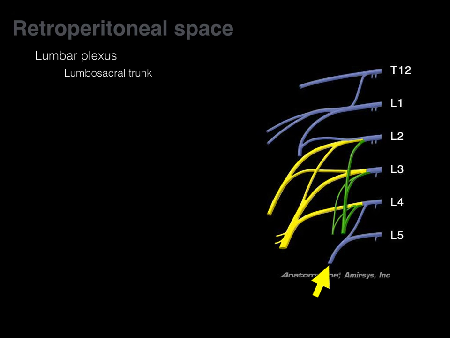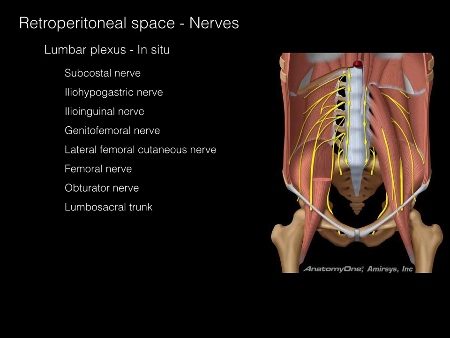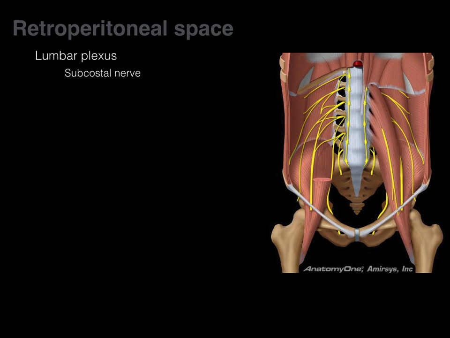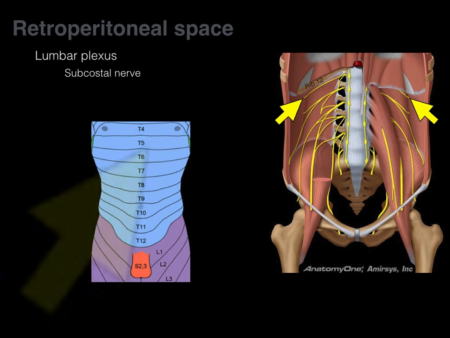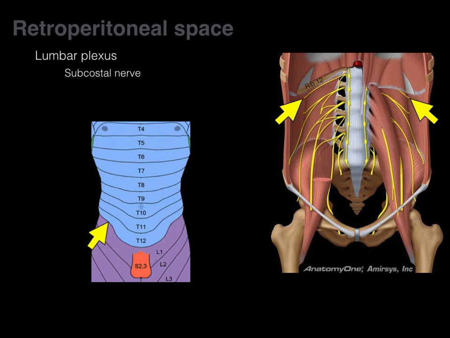Why don't we do that again, except now in the context of how you'll see it in the cadaver. First of all, the lumbar plexus in situ. So there we go. First, there's our rib number 12. So there's the nerve below that, the subcostal nerve. And this is going to innervate the abdominal wall muscles: external oblique, internal oblique, transverse abdominis, rectus abdominis. And then it's also going to supply which dermatome?